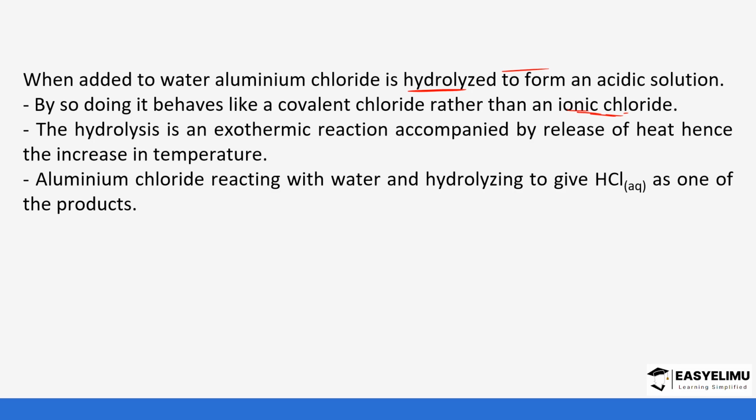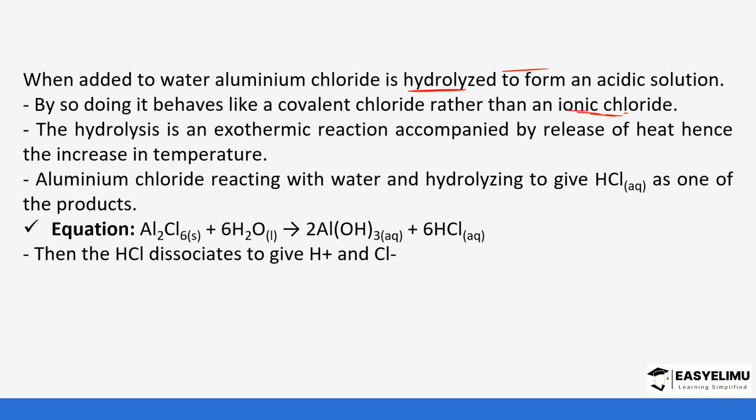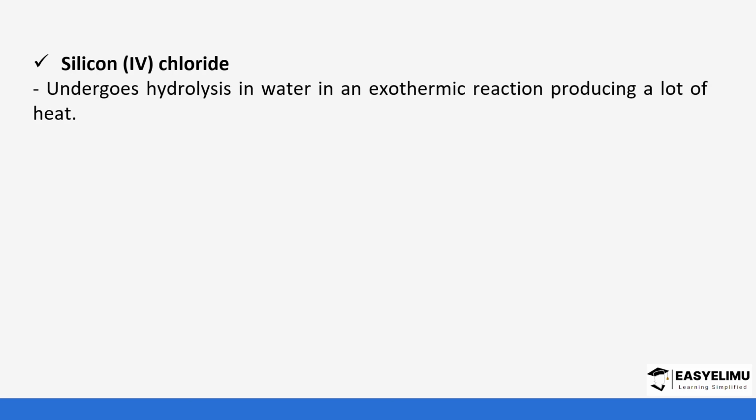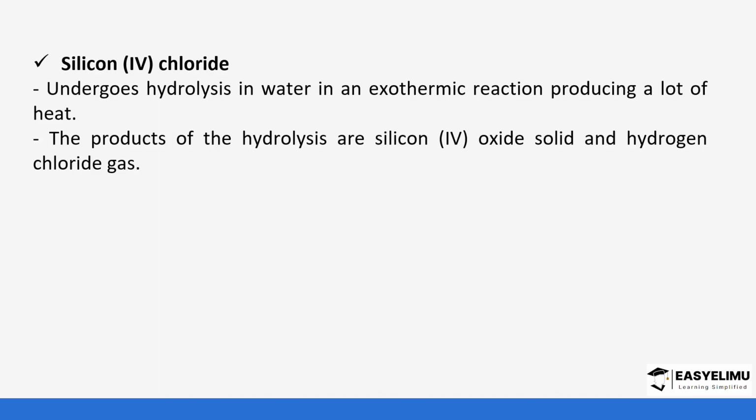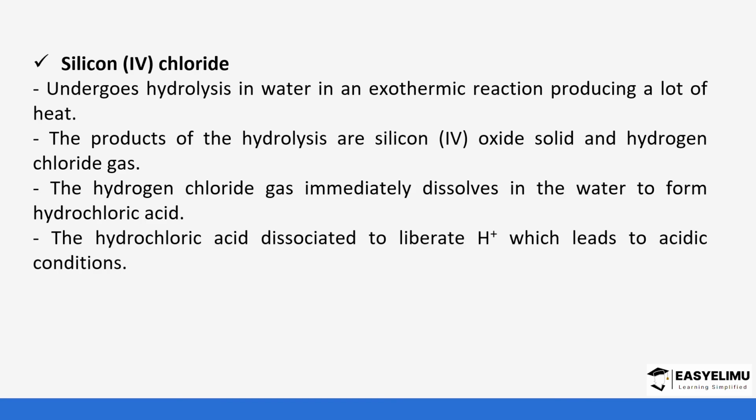So in the hydrolysis, it's usually an exothermic reaction which gives off hydrochloric acid, which is one of the products. So you can see the equation. This is just a general equation. So aluminium chloride reacts with water to form aluminium hydroxide and hydrochloric acid. Hydrochloric acid dissociates to hydrogen and chloride ions, which result in its acidic property. The same happens with silicon and phosphorus later on, as you will see. So also silicon 4 chloride dissolves in water and hydrolyzes to produce hydrochloric acid. Hydrochloric acid then further dissolves in water and dissociates into hydrogen ions and chloride ions.